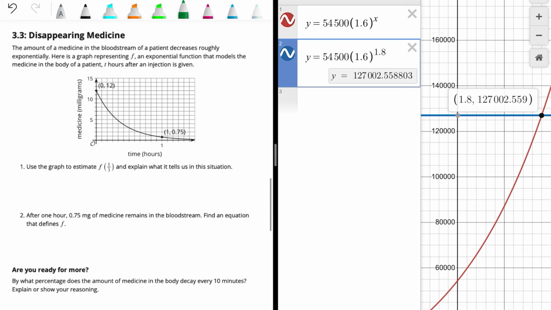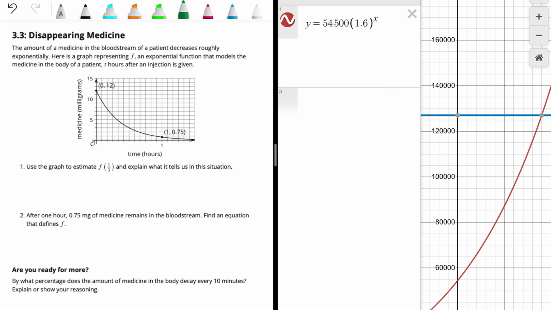All right, let's take a look at disappearing medicine. The amount of medicine in the bloodstream of a patient decreases roughly exponentially. Here's a graph representing F, an exponential function that models the medicine in the body of a patient T hours after the injection is given. So they start off with 12 milligrams at time 0, and after 1 hour, they have 3/4 of a milligram left. So it's depleting fairly quickly.